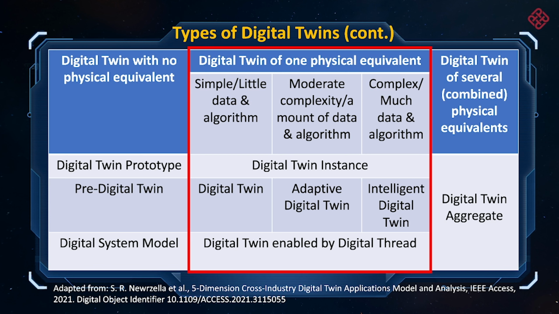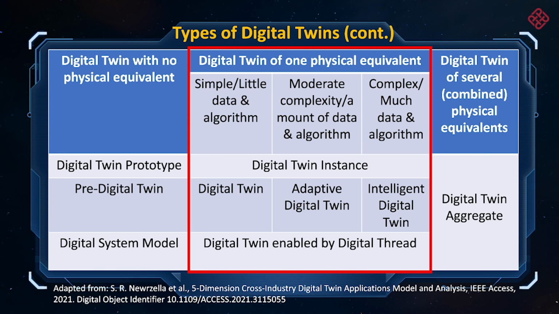The second group is possibly the largest group out of the three. There is a physical system in place, right? And we have digital twin virtual systems running. And we further differentiate into three types. One is simple, with a little amount of data and a fairly straightforward algorithm. The second one is moderate, with a reasonable amount of data and an algorithm with some complexity. And the third one is complex, with a lot of data and complex algorithms.